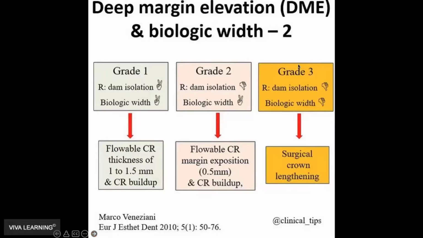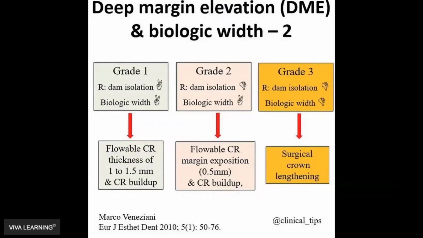Yeah, here you go. So this is a really nice slide that I stole from Marco Veneziani. This is his article, Journal of Esthetic Dentistry 2010, and this is beautiful. This shows you where you're going to be and where you don't want to use DME. In grade 1, when you've got great rubber dam isolation, great biologic width, then you can do the work that you need to do. In grade 2, rubber dam isolation is questionable, you have good biologic width, you can put in the material, half a millimeter build up as you're going forward.